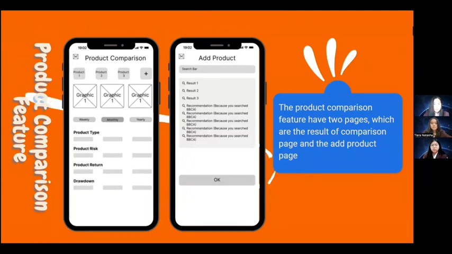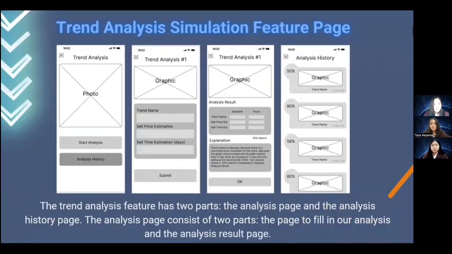As we can see, the product comparison feature has 2 pages, which are the comparison page where the user can compare both products and the add product page for the user to search for the product. Next is the trend analysis feature that has 2 parts that are the analysis page, where in the start analysis menu, user can fill in their analysis and see the risk profile result page. While on the history analysis page, users can see the history of their analysis result.